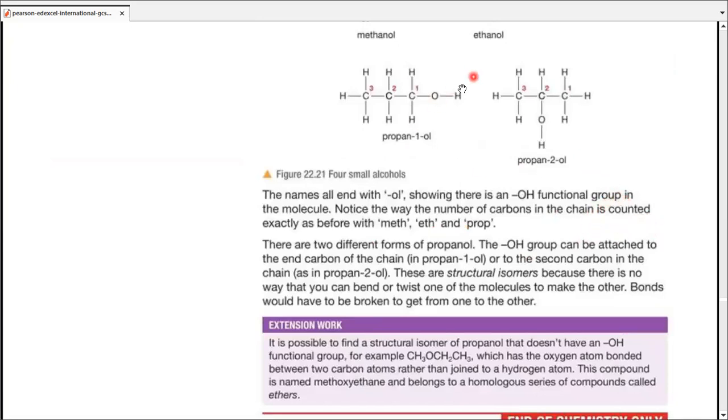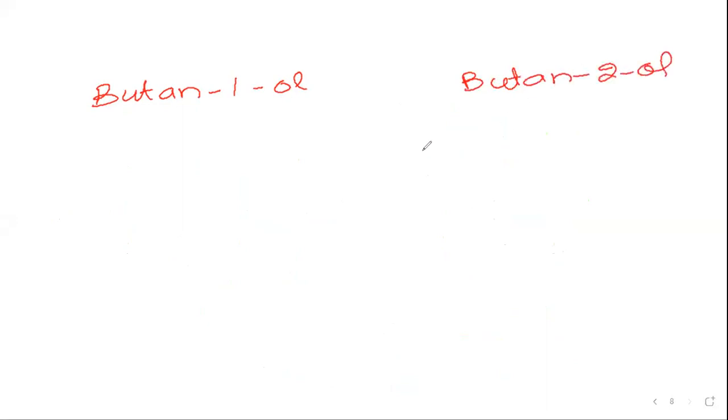Okay. So before I move any further, I want you to go ahead and draw the structure of butan-1-ol for me, as well as butan-2-ol. Go ahead. Okay.